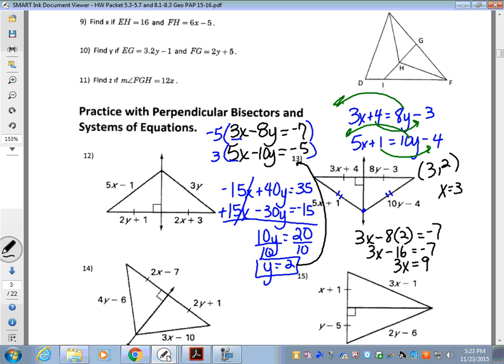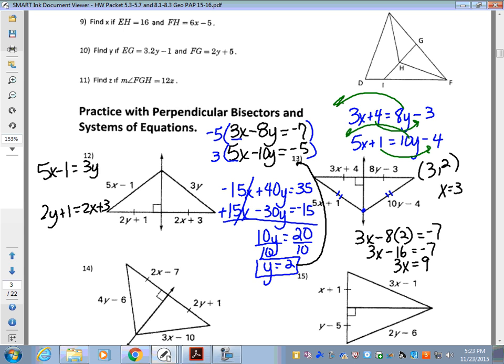So you're going to do the same thing on 12 and 14. Just get into a system. I guess to help you out, we have 5x minus 1 is equal to 3y, and then we have 2y plus 1 is equal to 2x plus 3. But we need to put it in standard form.